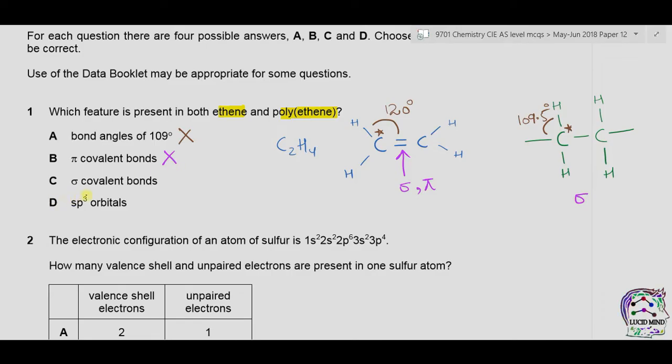C, sigma covalent bonds. Now we can see that sigma covalent bonds are present in ethene and sigma covalent bonds are also present in polyethene. So therefore C is correct option.